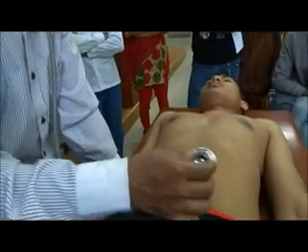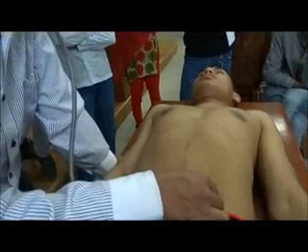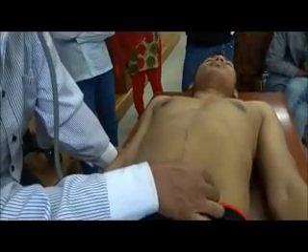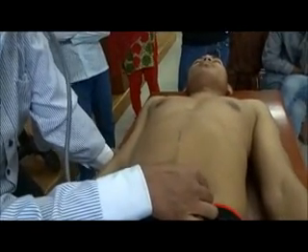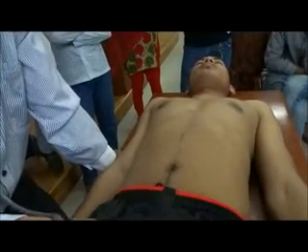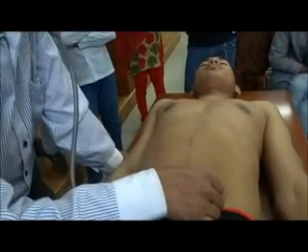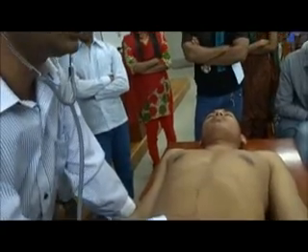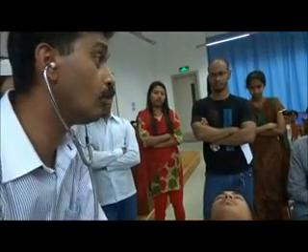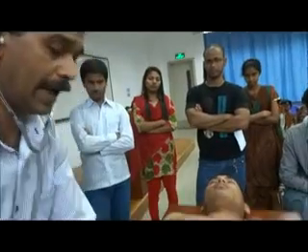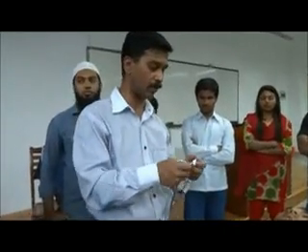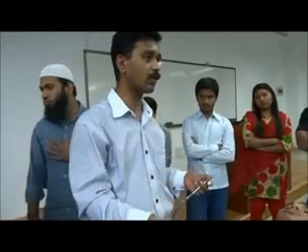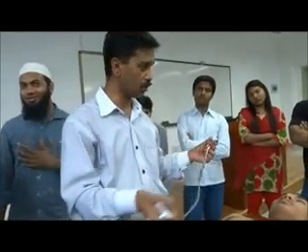Then you need to check from the left side also. If you find the sound, then okay, you can move on. But if you do not find the sound, then you need to place the stethoscope for at least 1 minute. And what are the causes of increased bowel sound, and what are the causes of absent or decreased bowel sound? You need to see in the book.